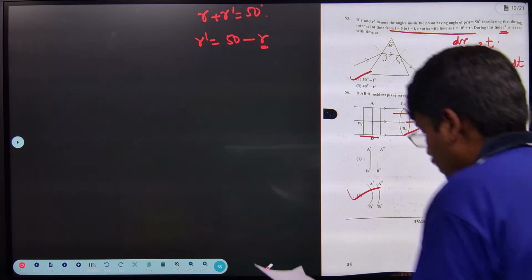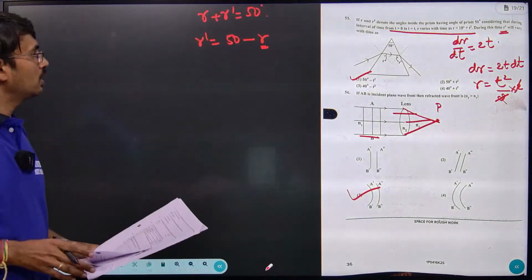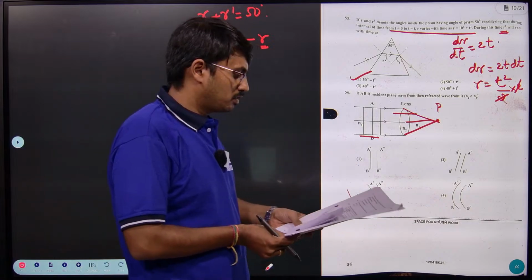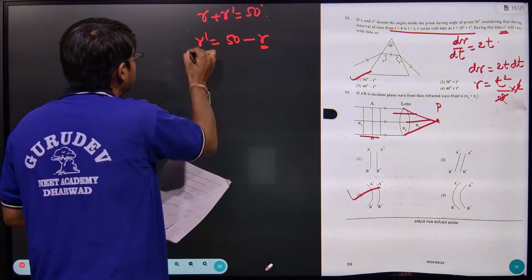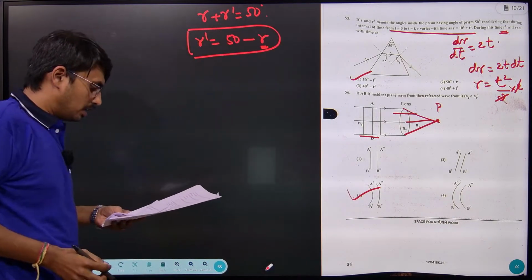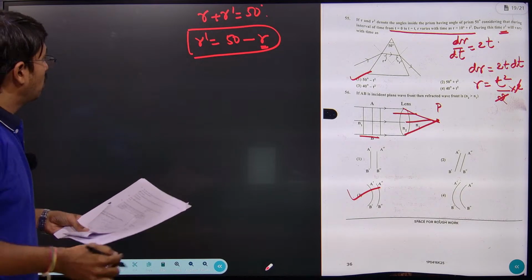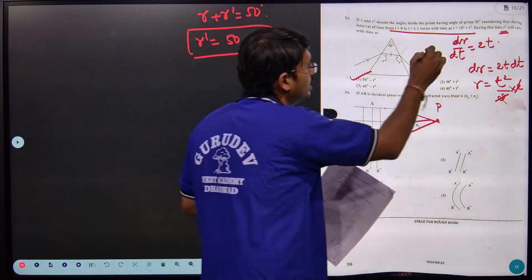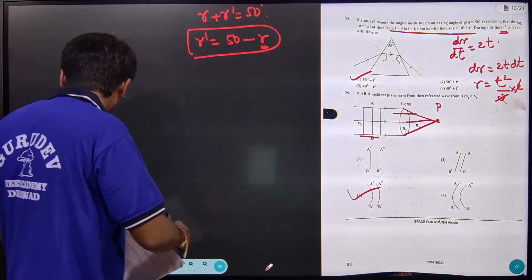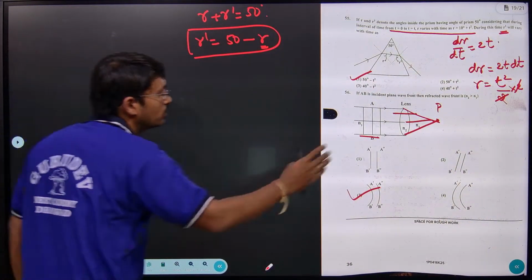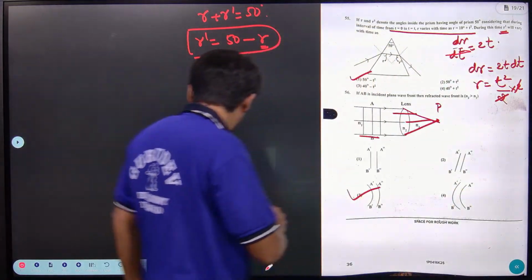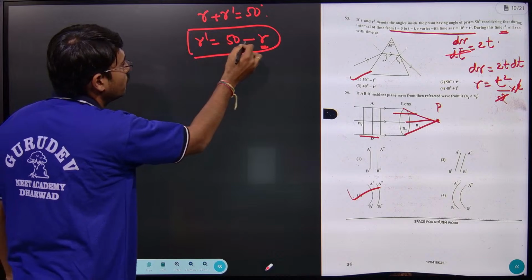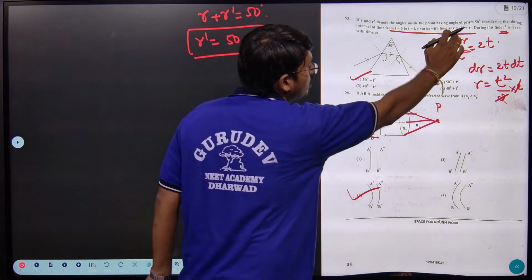We'll look at question number 55 again. Here r dash, we have taken this as 50 minus r, and we can straight away substitute the equation and get the result, but we have done it in another way. So we'll just rub this particular part. If you just substitute in the above equation, what do you get? r dash equals 50 minus r, and we already have the equation for r.